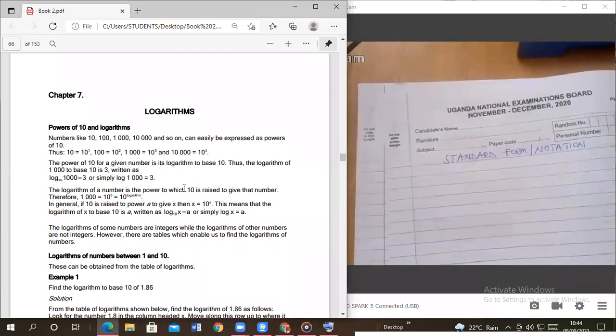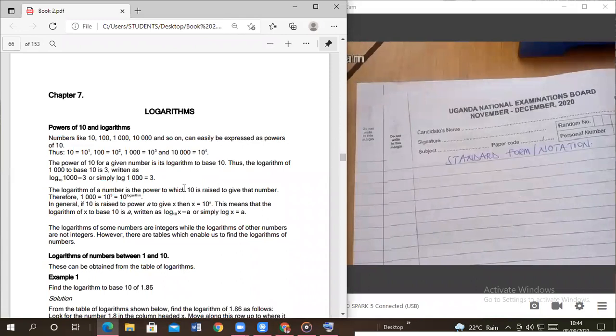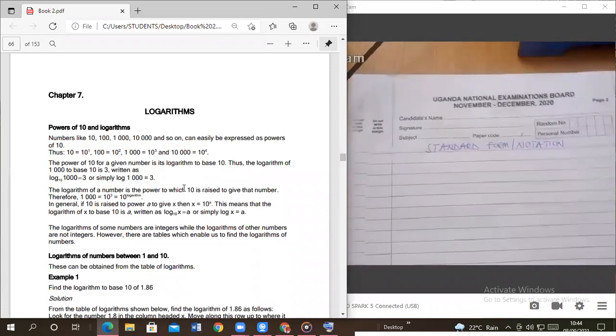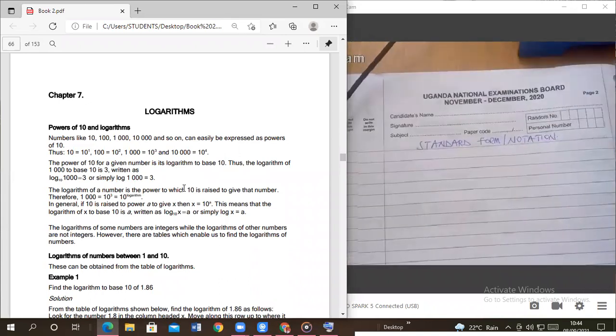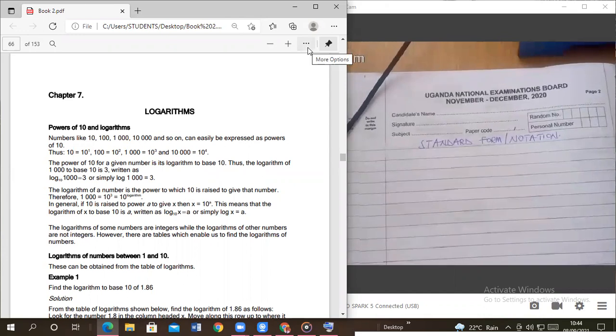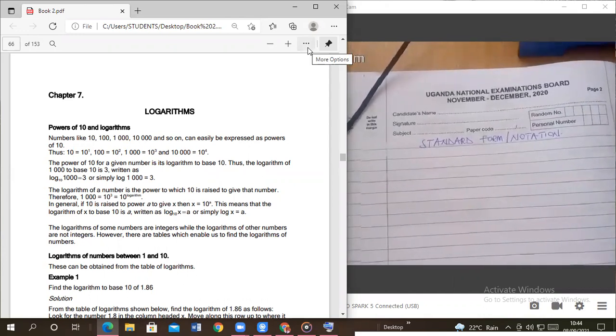Standard notation. Members, are you able to see my work well? Yes. Okay, so let's start with standard form or standard notation. So who can remind us what is standard notation?